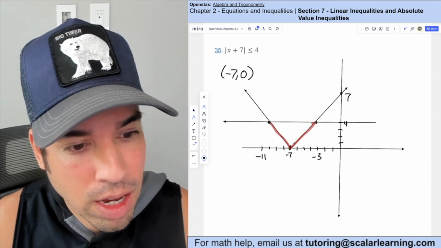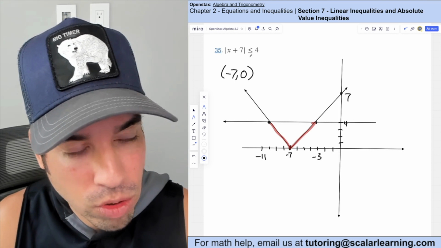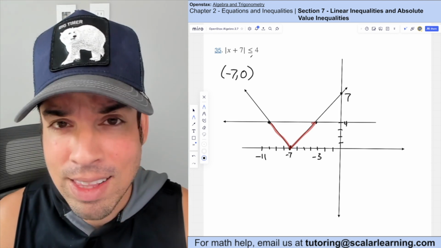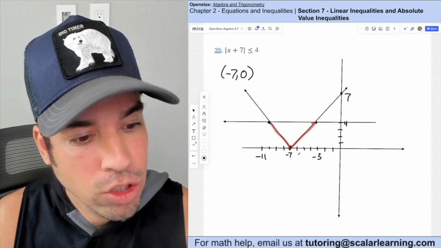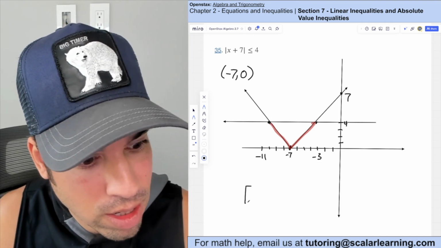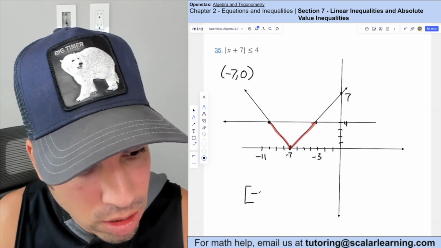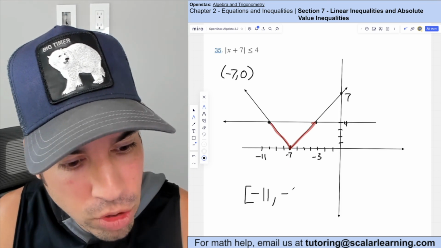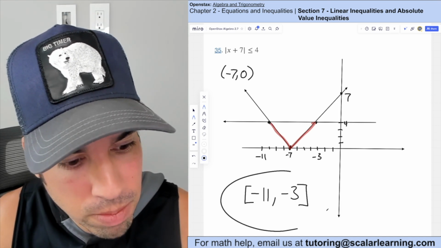This is going to be an "and" situation, and that's also verified by the fact that this is starting as a less than or equal to. So now in interval notation, and by the way, because it's less than or equal to, it's including negative 11 up to negative 3, boom, done.